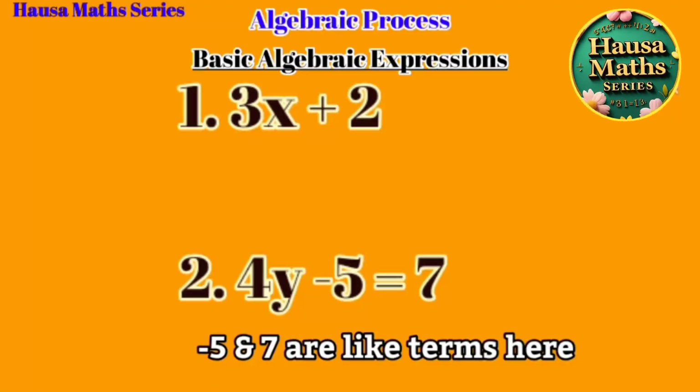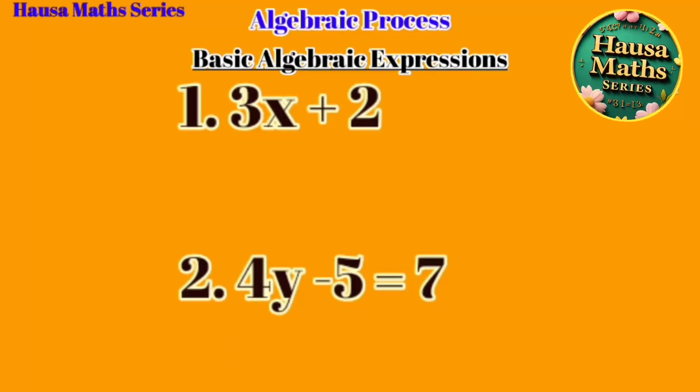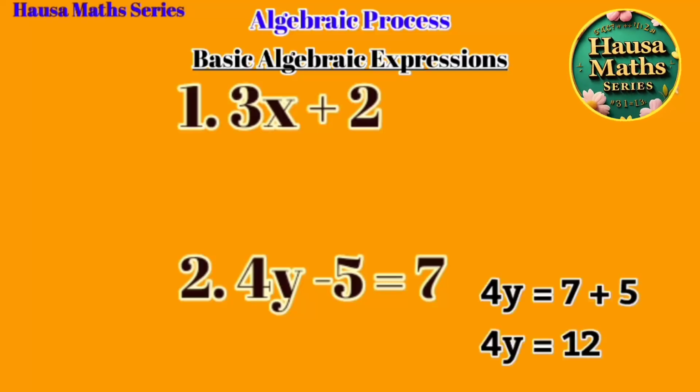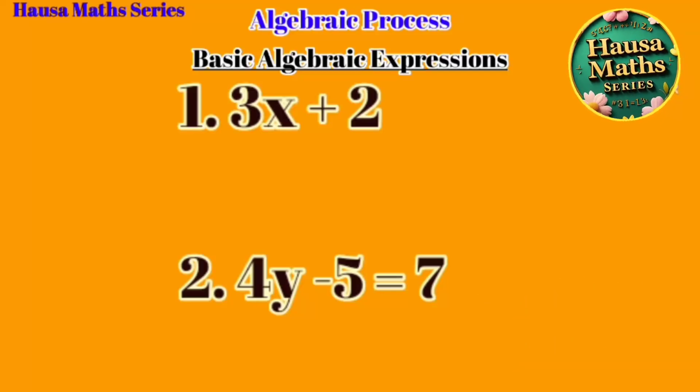Like this one, minus 5 and 7 are like terms. You can take this minus 5 across the equal sign, and it will directly change to positive when you add. 7 plus 5 is 12, so it forms another term. So this 4y is like none of the other terms. So only this minus 5 and 7 are like terms.